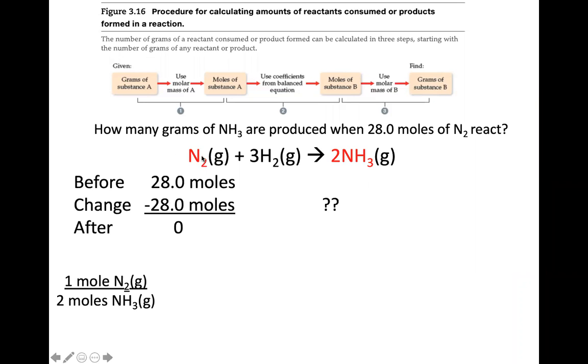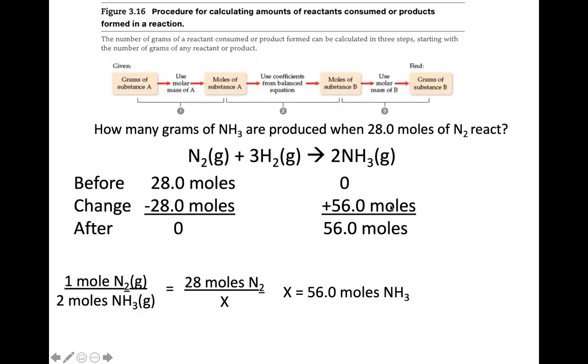I see that for every 1 mole of N2, it gives me 2 moles of NH3. I've got 28 moles of N2. How many moles of NH3 would it give me? I'm just going to set up and cross multiply and divide and find that it gives me 56 moles of the product. It goes up by 56. I started with no product. It went up by 56, and afterwards I've got 56 moles of it.